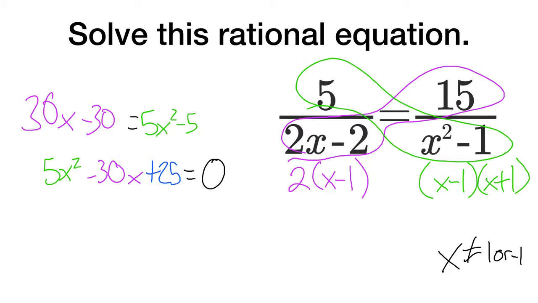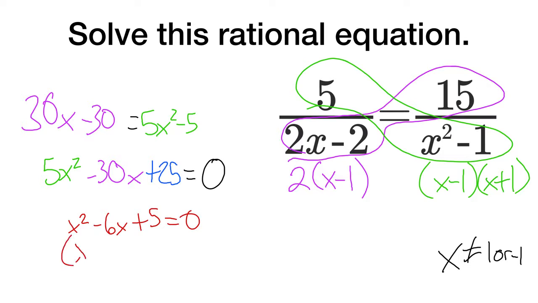At which point, oh, look at all these numbers. All these numbers have something in common. That's right. I can divide them by 5. They're all multiples of 5. So this becomes x squared minus 6x plus 5.